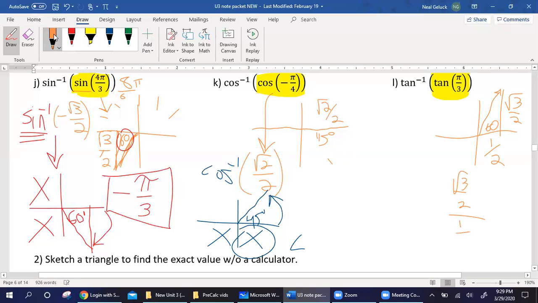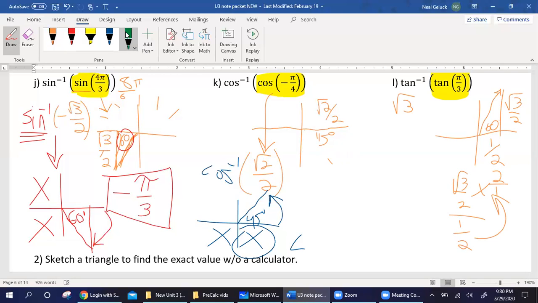over adjacent, multiplied by the reciprocal, and you end up with root 3. So the stuff in the parentheses that's highlighted is just root 3.